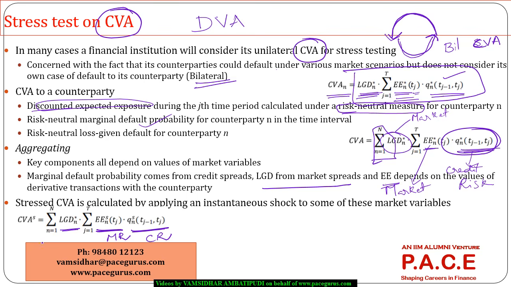Whatever it is, I compute the stressed CVA and subtract the normal CVA from it. This is where we get the stress loss associated with the CVA. Just like the way we computed the stress loss associated with the derivative portfolio or even the loan portfolio, here I am calculating the stress loss associated with the CVA.